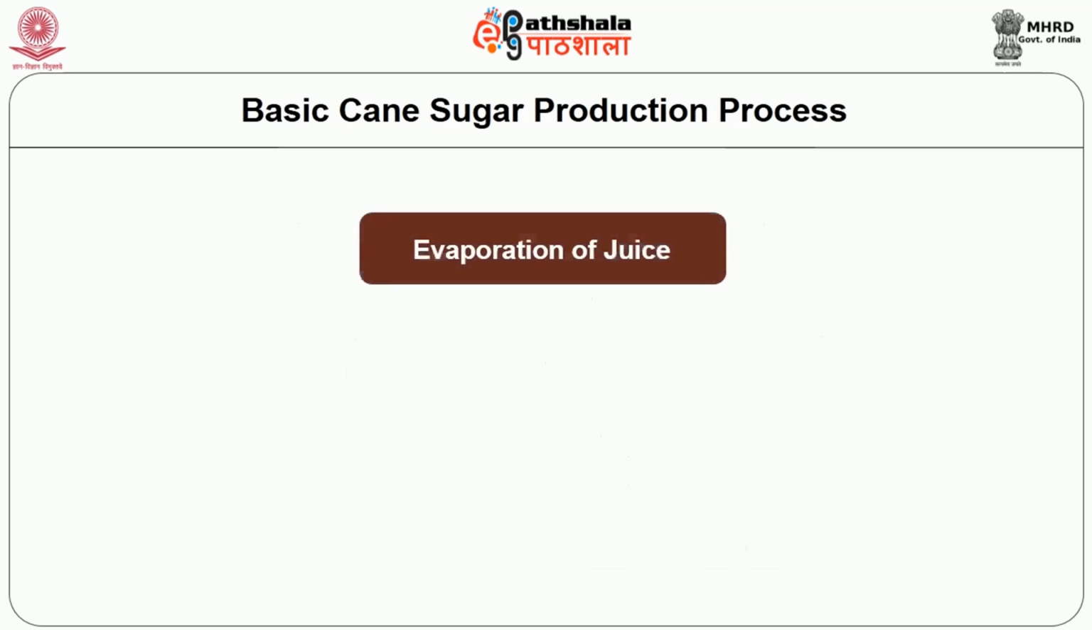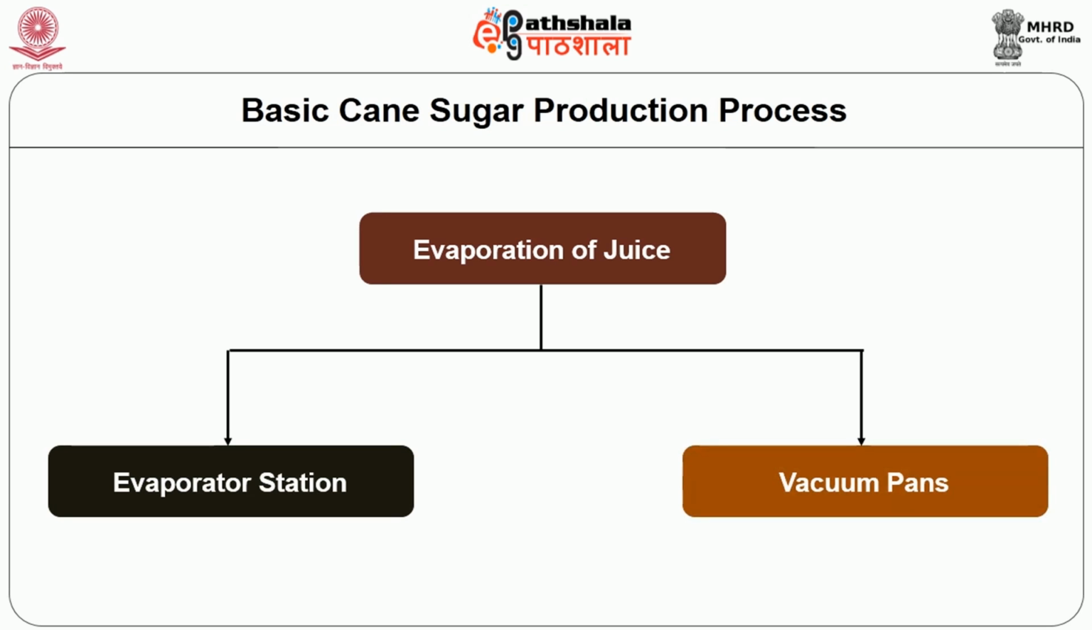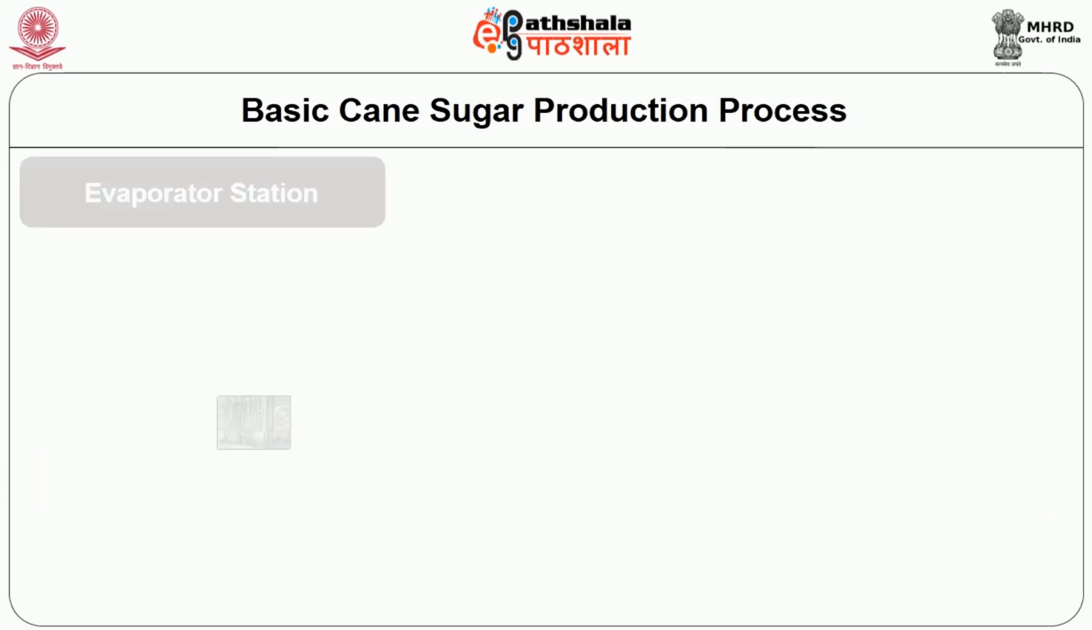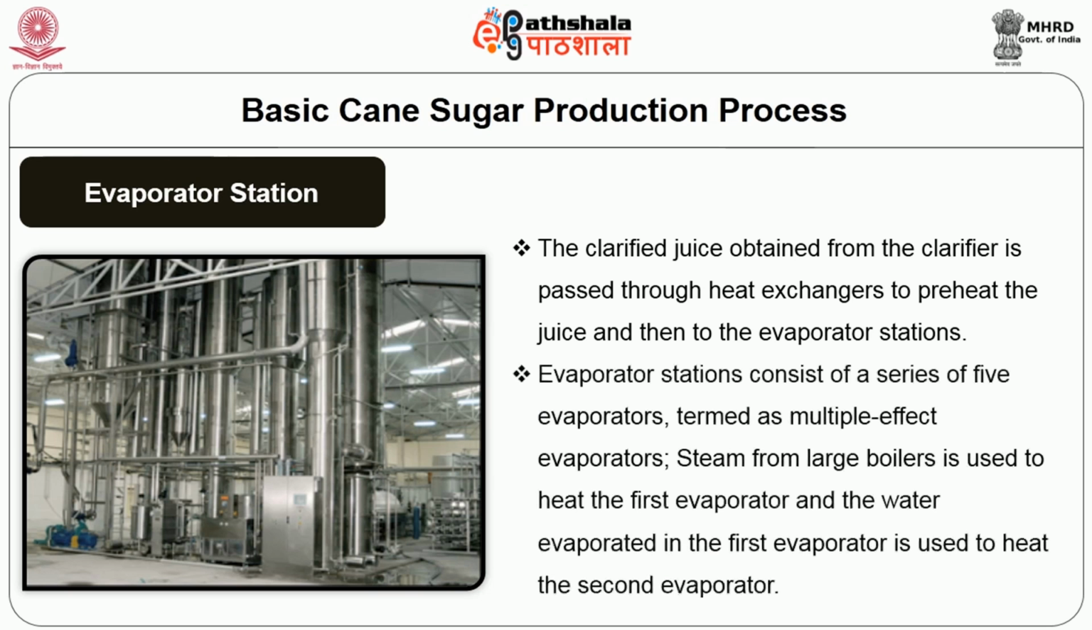So the evaporation of juice is carried out in two stages. Initially, the juice is concentrated using an evaporator station, then vacuum pans are used to crystallize the sugar. The clarified juice obtained from the clarifier is passed through heat exchangers to preheat the juice and then to the evaporator stations. Evaporator stations consist of a series of 5 evaporators termed multiple effect evaporators.